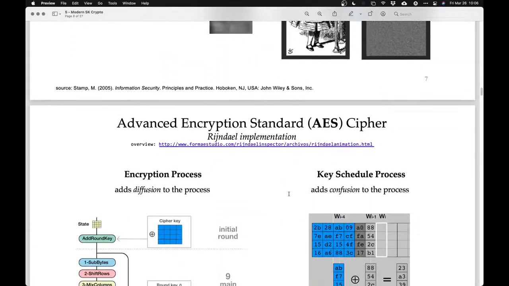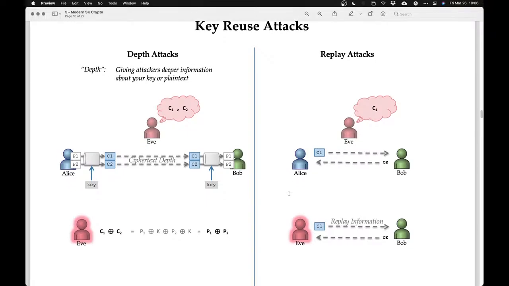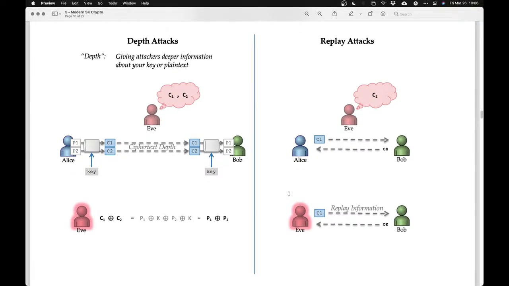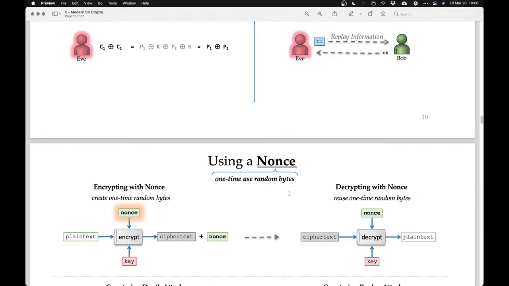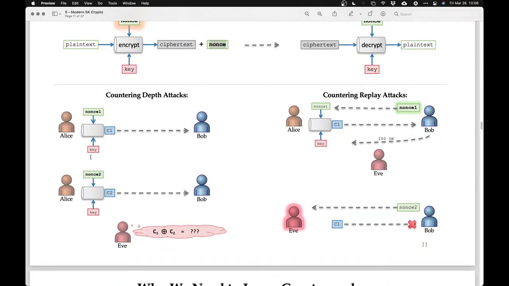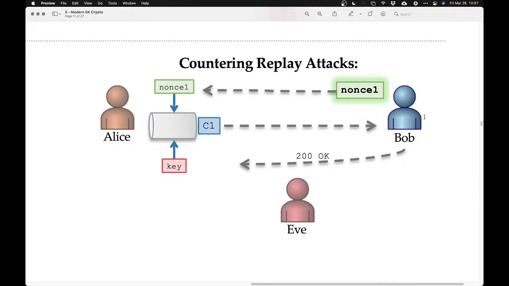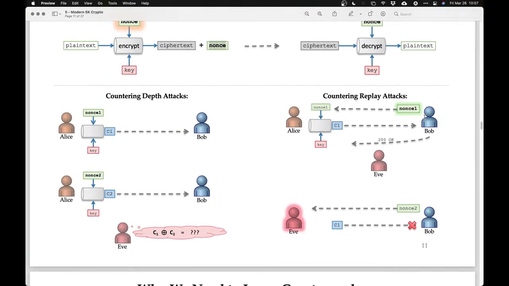All right, so that's blocks, and we saw AES, and now we saw how certain applied attacks, like depth attacks and replay attacks, can be defeated using an applied trick of using a random nonce and you just create a new nonce every single time. Either the encryptor sends it or the recipient sends it first. So either way, depending on what your threat is.